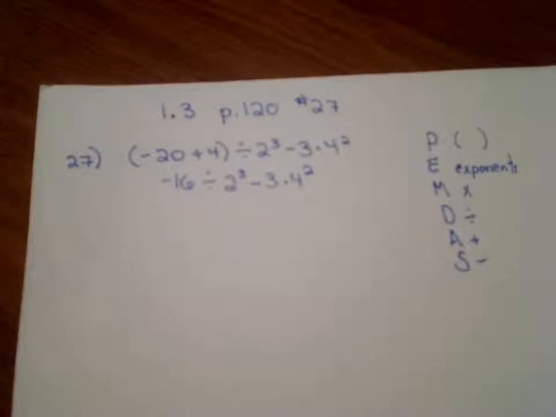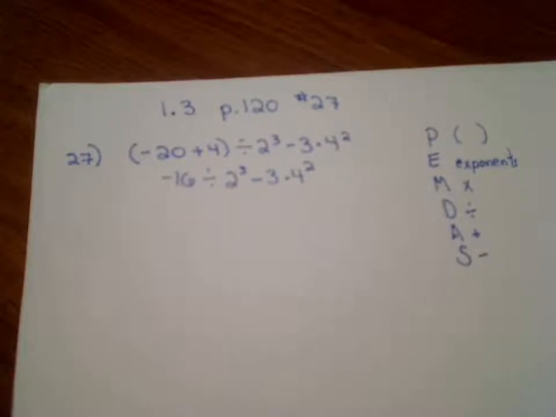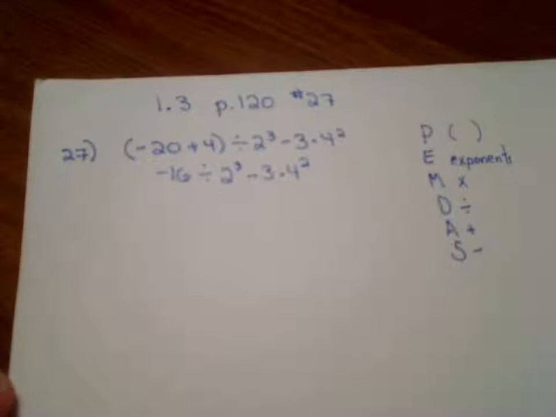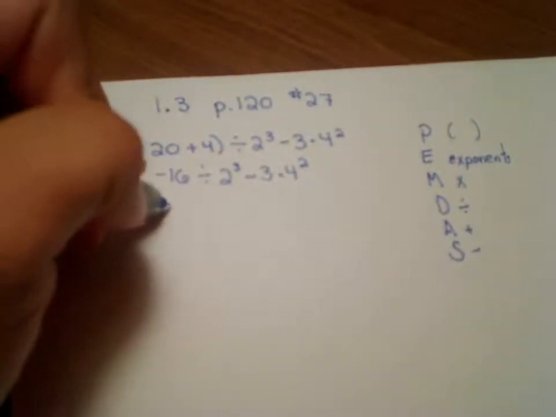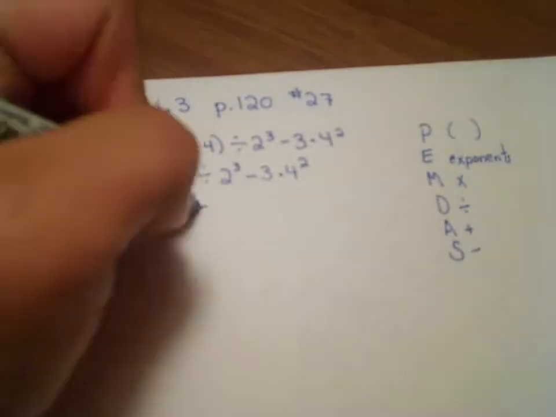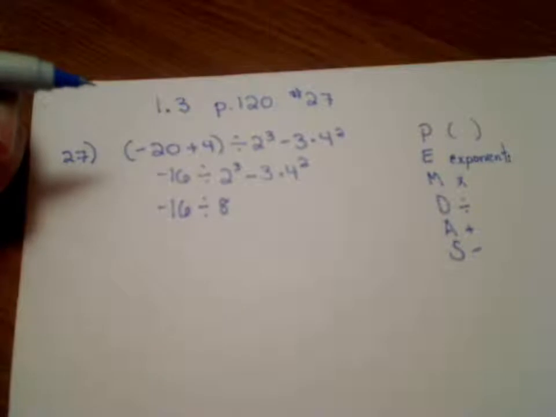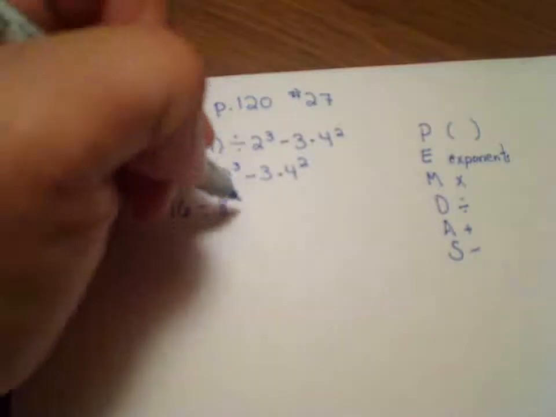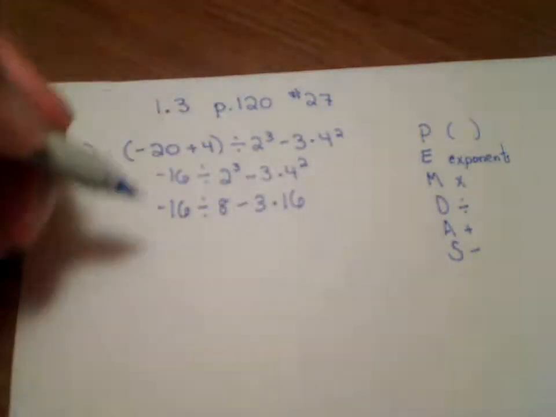Okay, then my next step is to look and see, are there any exponents? And there's two sets of exponents. I have 2 to the third power, and I also have 4 to the second power. And so that works out to be negative 16 divided by, this becomes 8, because remember it's 2 times 2 times 2. And then this works out to be 16.